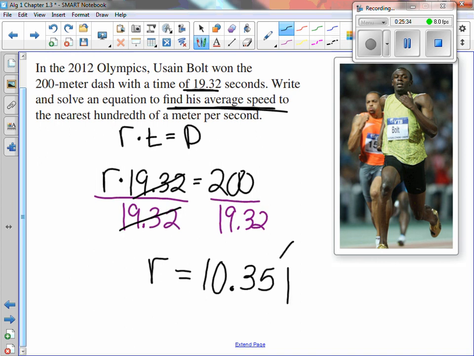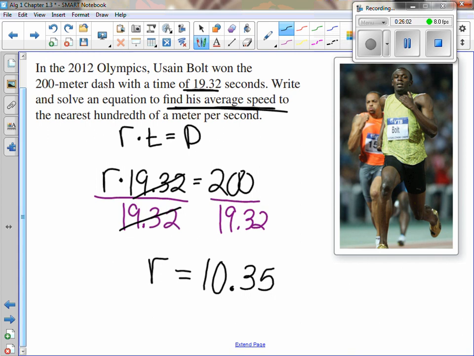Well, this is the nearest. The 5 is our hundredths. The 3 is our tenths. So we're rounding to the hundredths place, the second place here. So we look at the third to see if we round up or round down. Because the third spot is 1, we round down, or just drop it off. So he was running, so our answer is R, his rate, is 10.35.